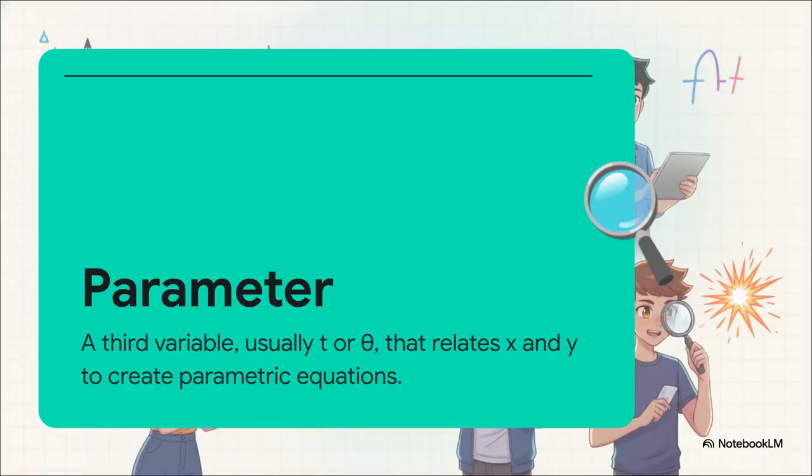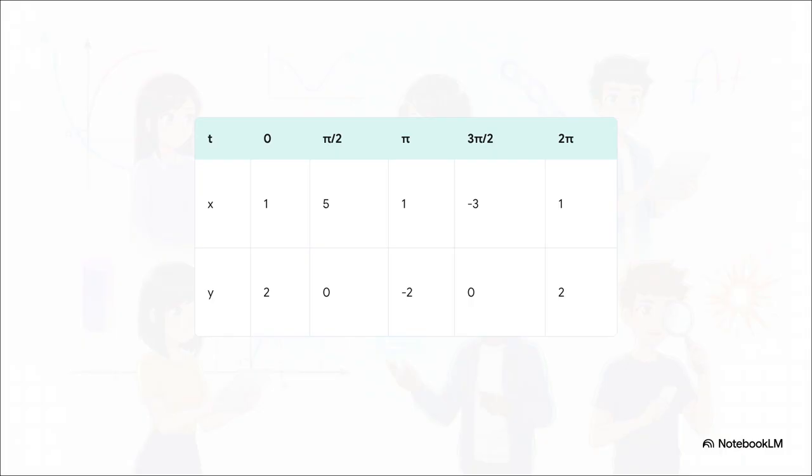Okay, now let's look at one more way these variables can interact. Sometimes x and y aren't connected to each other directly at all. Instead, they are both being controlled by a hidden third variable, which we call a parameter. This is usually represented by the letter t for time, or maybe the Greek letter theta for an angle. Think of the parameter as this invisible string pulling from behind the scenes. As t changes, it pulls on x and it pulls on y at the exact same time, tracing out a path.